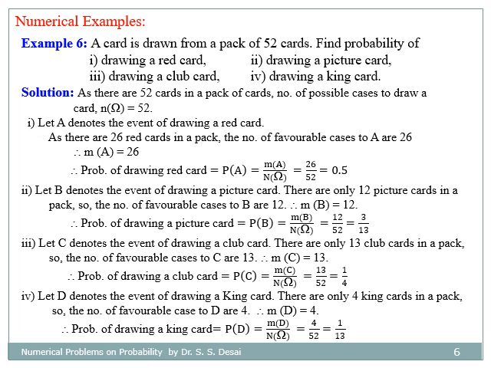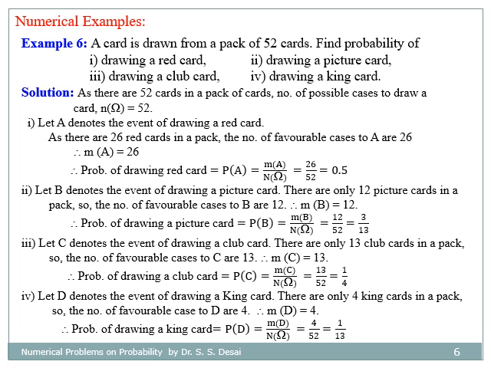Now for the first part, let A denote the event of drawing a red card. As there are 26 red cards in a pack, the number of favorable cases to have a red card is equal to 26. Therefore, n(A) is equal to 26, and hence the probability of drawing a red card is equal to the number of favorable cases divided by the number of possible cases, equal to 26 divided by 52, that is 0.5.